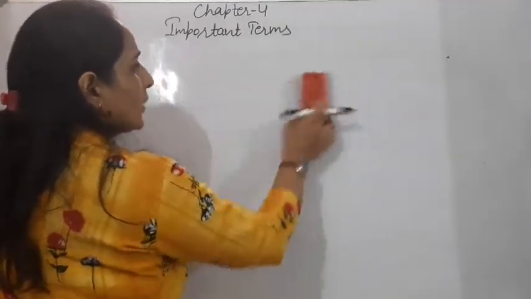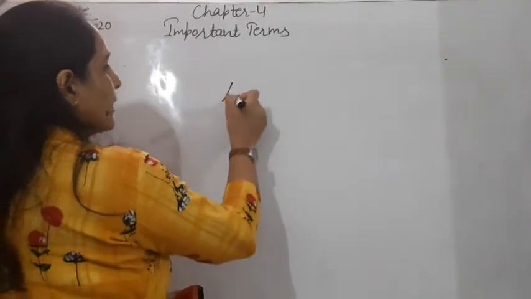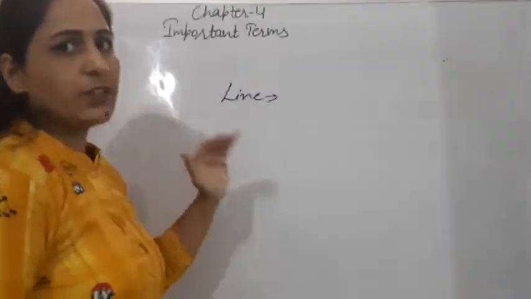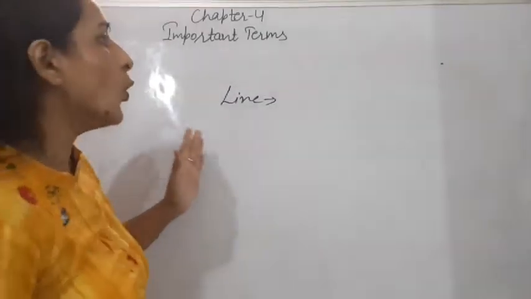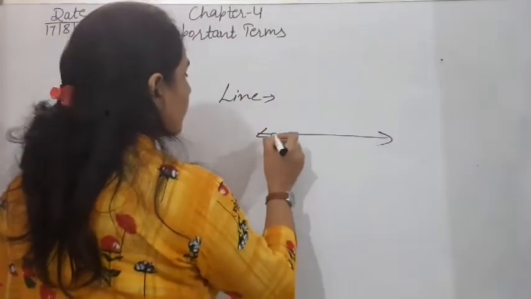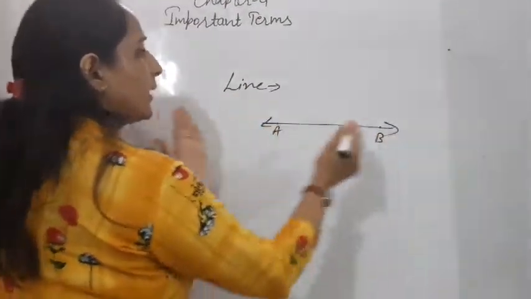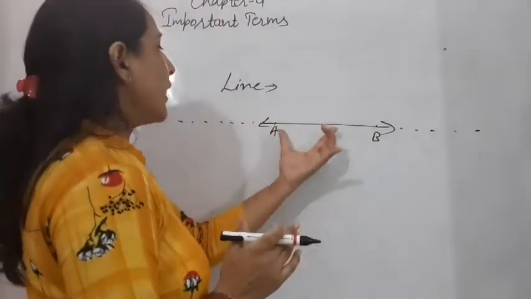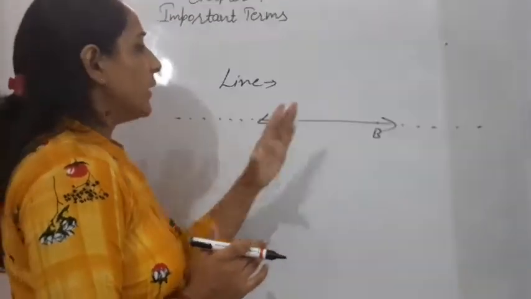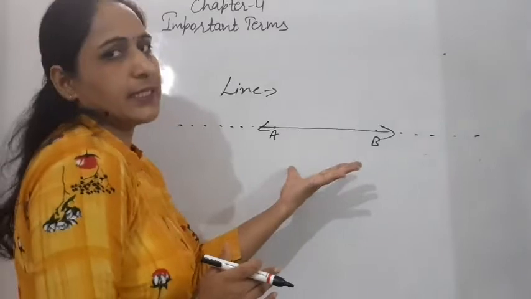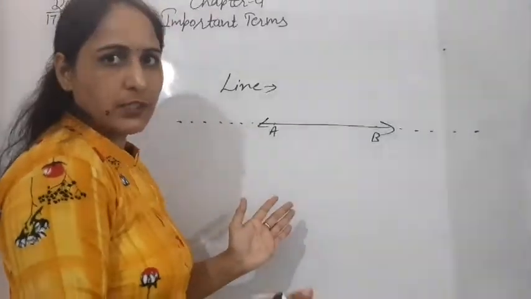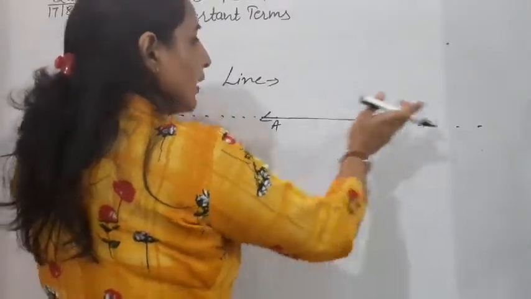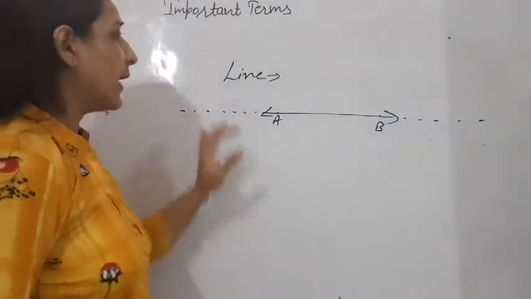Clear? The next one is your line. A line doesn't have a definite length. We cannot measure it. It is moving in both directions, for example, A and B. Clear? It is moving in both directions continuously. We cannot measure it. You can say that it has no end point. The arrowheads are moving in both directions. Clear? That is the line.